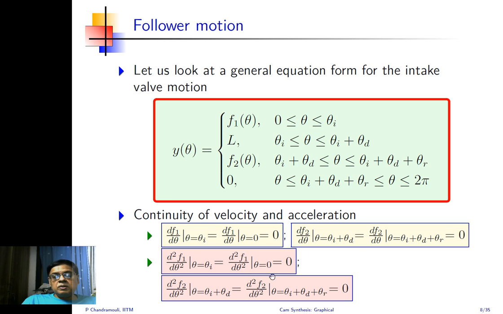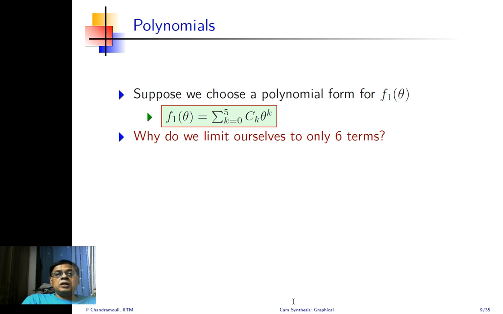Similar demand we place on acceleration, which is the red part of the curve. So here we say that d square f1 by d theta square at theta I and 0 should be 0, and at these other return locations also it should be 0. So this is the continuity requirement, and of course the function itself has to be continuous at all these points. Now, I am going to assume that I could use a polynomial for f1 and similarly for f2. We assume that it goes from 0 to 5 of ck theta to the power of k. Now, the question is, why do we limit ourselves to 6 terms?